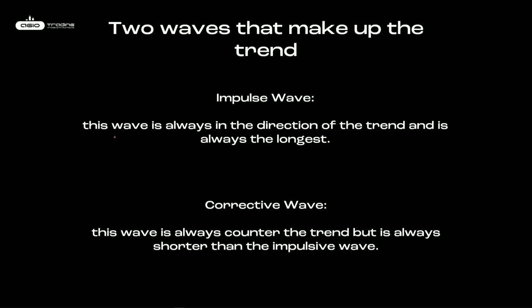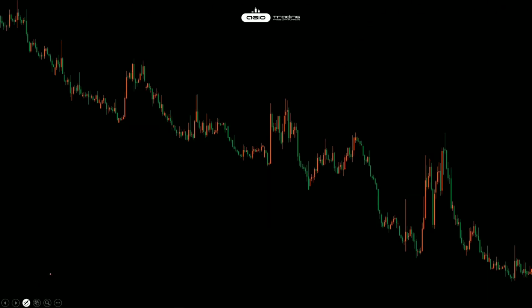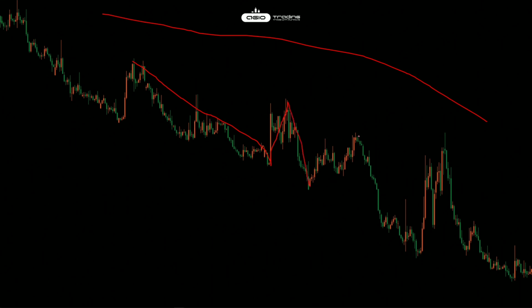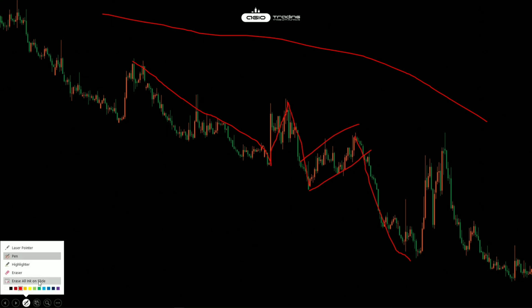Now, an impulse wave, this wave is always in the direction of the market. It's always in the direction of the trend. It's always moving along with market structure. In other words, if price is moving to the downside, as we see here, this is going to be the impulse wave. This is going to be the corrective wave. The impulse wave is always longer than the corrective wave. Okay? It is always longest. This is where you enter. You don't enter on the corrective wave.